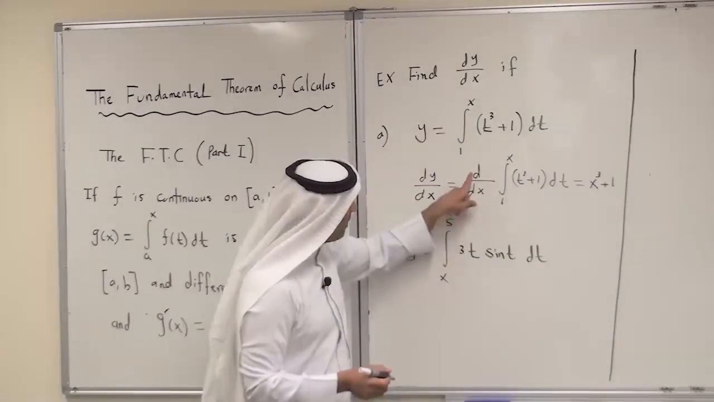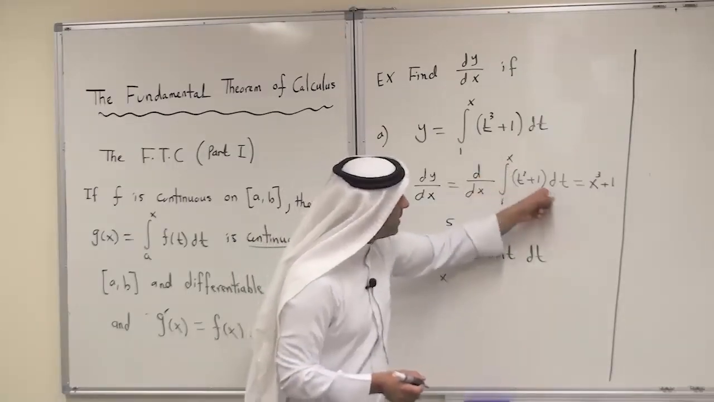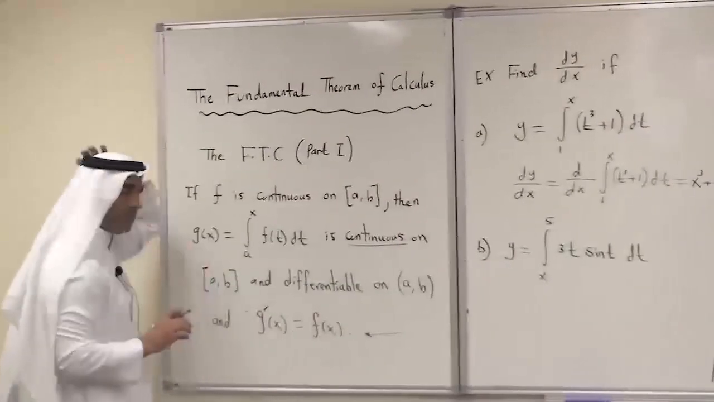Okay, the derivative of the integral from 1 to x of t cubed plus 1 dt is x cubed plus 1. So it is a direct application of the theorem.